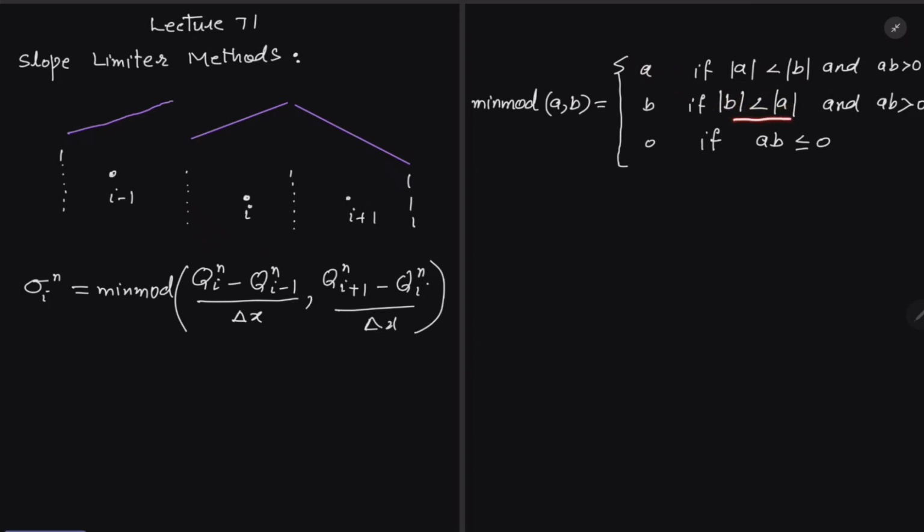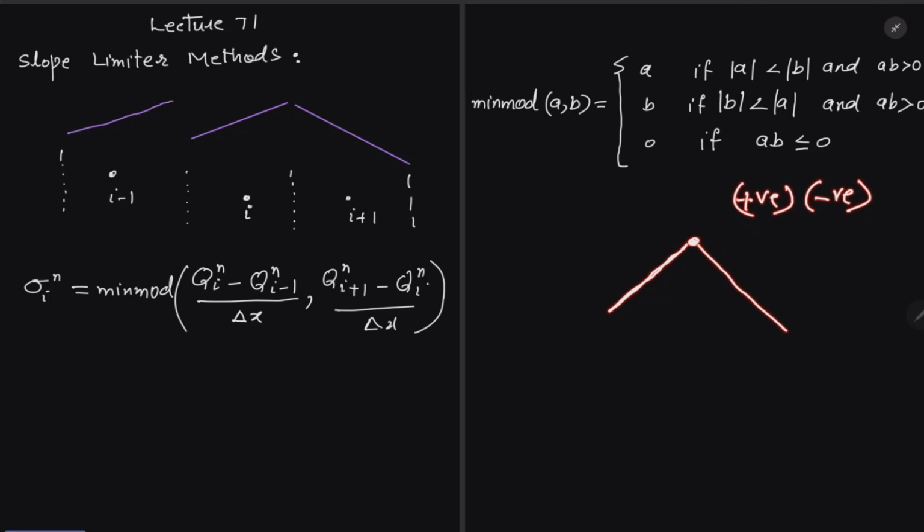If |a| is greater than |b|, then it gives b. The condition is that when these two numbers are multiplied together and the answer is greater than 0, it means both slopes are negative or both slopes are positive. Then it will give you the least slope. And if one slope is positive and another slope is negative, it means there is a maximum.